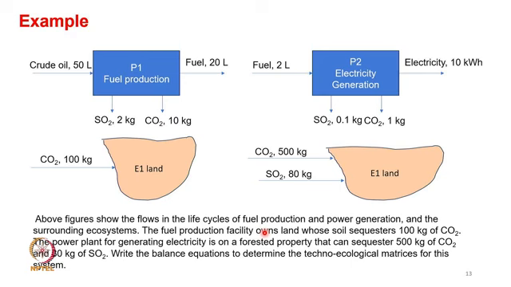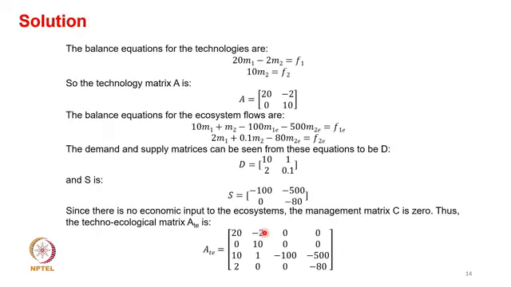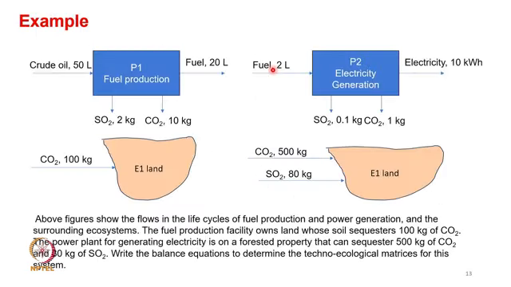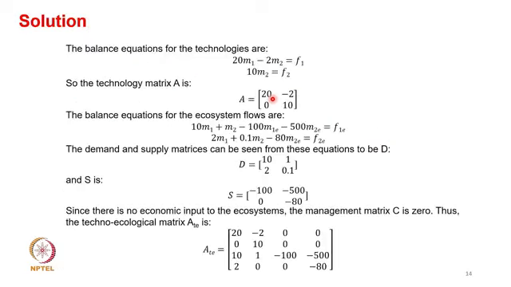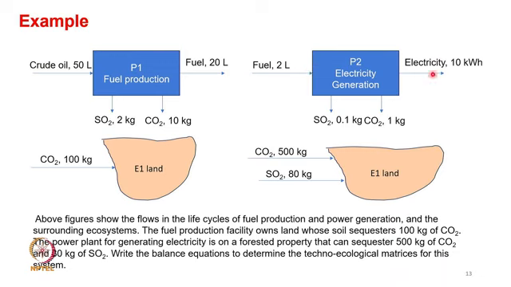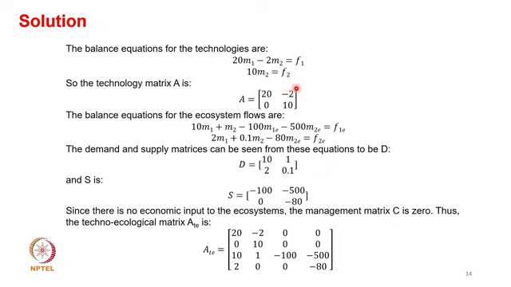So let's proceed in similar lines. The balance equations for only technology would be 20 M1 minus 2 M2 is equal to F1. Next, electricity is only output here, so 10 M2 is equal to F2. This would now aggregate together to form a matrix of 20, minus 2, 0, 10. The balance equations for ecosystems, okay.